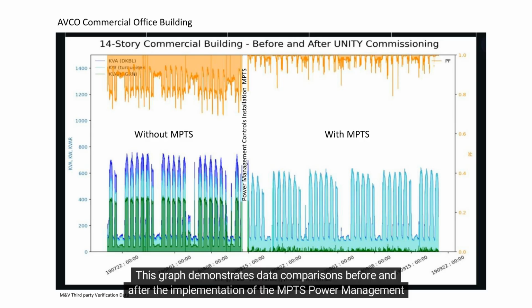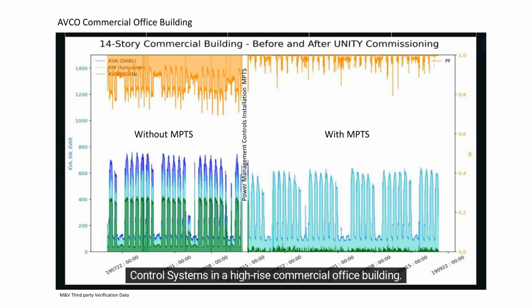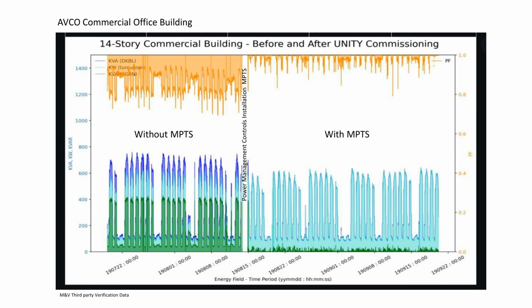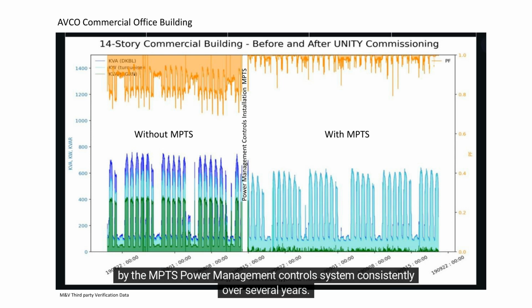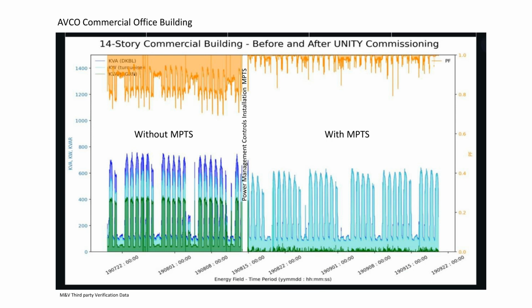This graph demonstrates data comparisons before and after the implementation of the MPTS power management control systems in a high-rise commercial office building. It serves as another illustration of reliability, resiliency, and sustainable operations maintained by the MPTS power management control system consistently over several years.